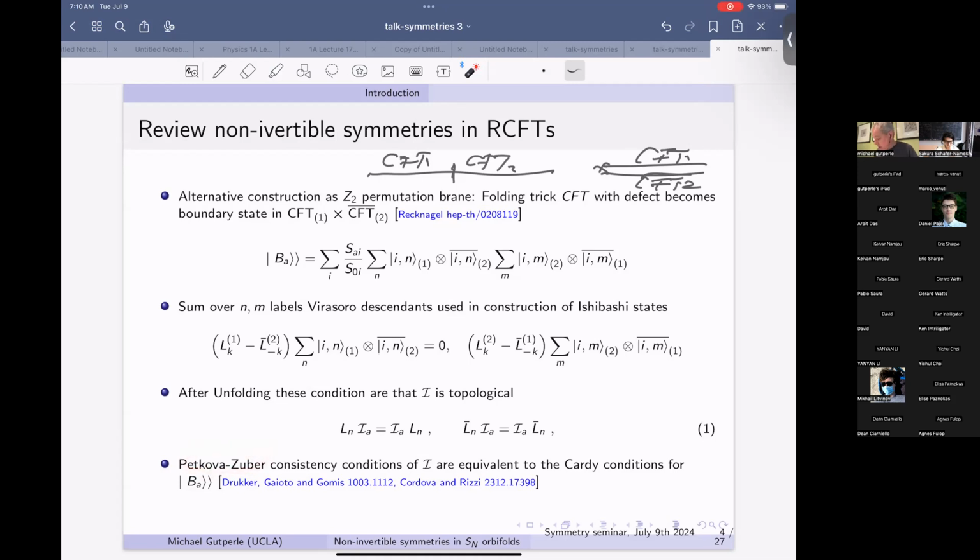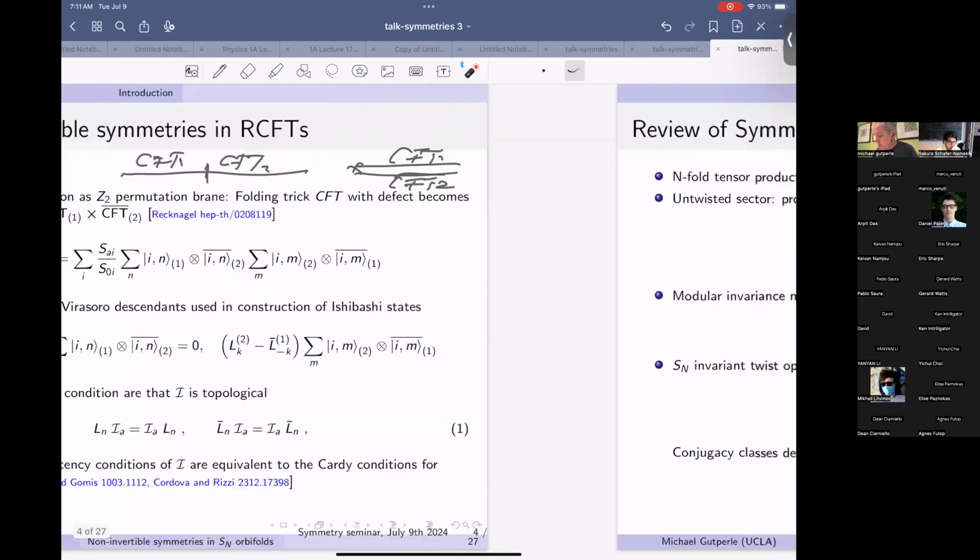And then what one can also convince oneself is that Petkova and Zuber, in their paper, also developed the consistency conditions for these defects written as projectors. Basically to do with modular invariance when I insert them, and then these consistency conditions are equivalent to the Cardy conditions for these boundary states. So viewing the defect as a boundary CFT in the folded theory.